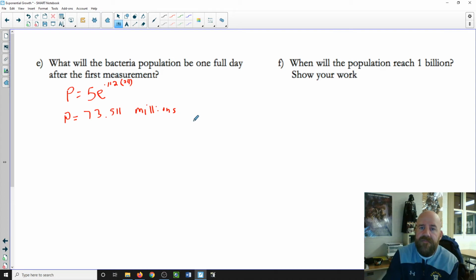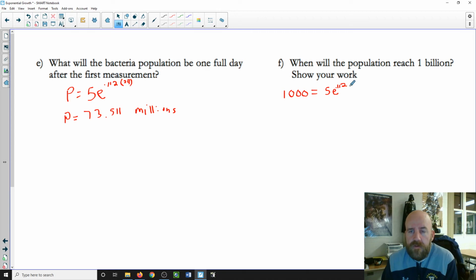And then F, when will the population reach 1 billion? So what we're doing here is we're plugging in 1,000 for P, because 1,000 millions is a billion. So we're going to plug that in and then solve for time. We would divide by 5, take the natural log of both sides, and then divide by 0.112. So we get natural log of 200 divided by 0.112.